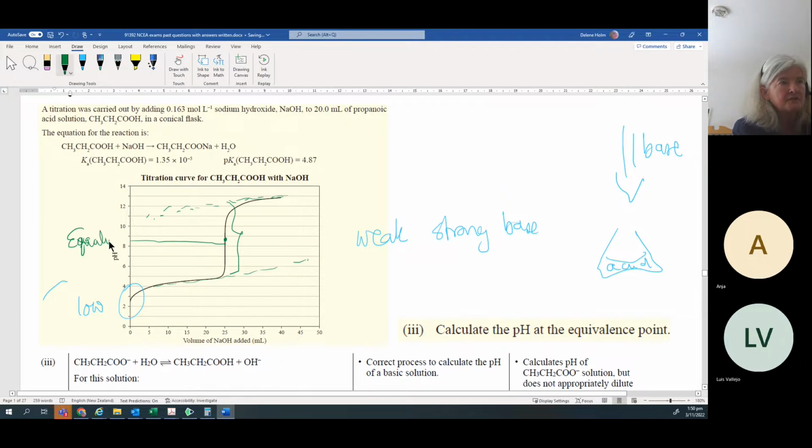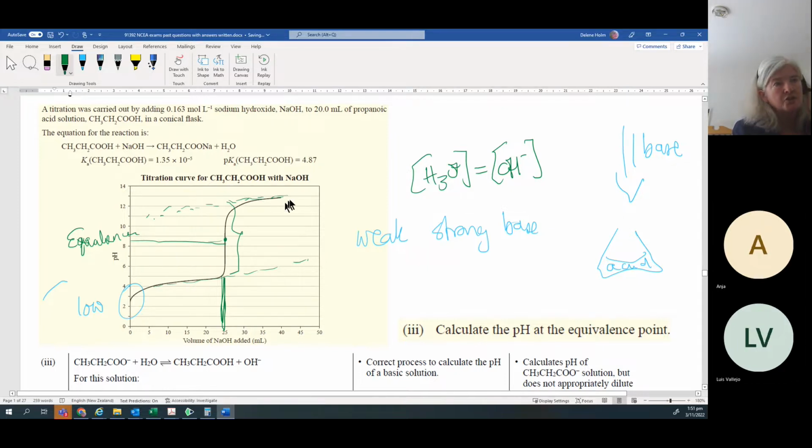Equivalence. And that occurs at 25 moles. When I've added exactly 25 moles of sodium hydroxide, I've reached the equivalence point, which means my H3O+ is equal to my OH−. We pretty much say all my acid has been neutralized by all my base, the other way around. So that's a key thing to know.